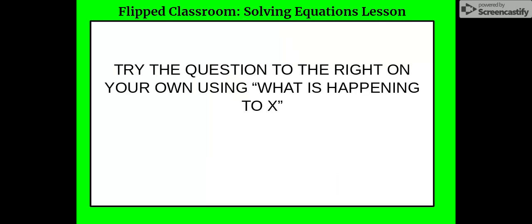Now I want you to try the question on the right. You're going to section that off into 2 boxes. And this time you're going to try this method by asking yourself what's happening to x and answer it in the Edpuzzle.